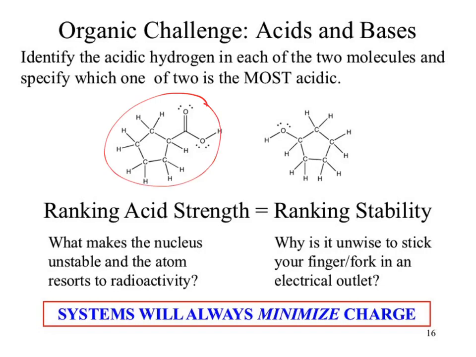Yes. Okay, so everybody on this side of the classroom gets to do that red structure there. Everybody on this side of the classroom gets to do the non-circled one, which I'll go ahead and put a box around. Okay? I want to know the most acidic hydrogen in each of the two molecules, and then specify which of those two compounds is the most acidic.